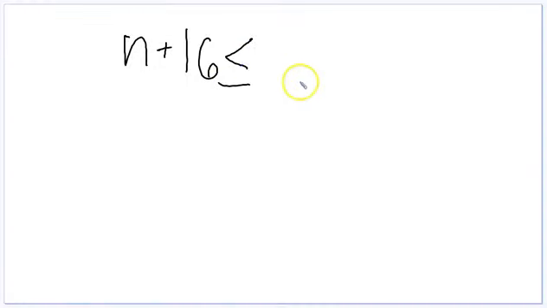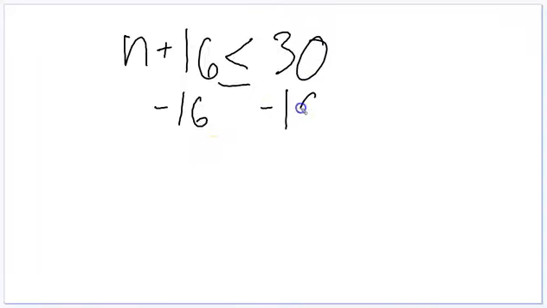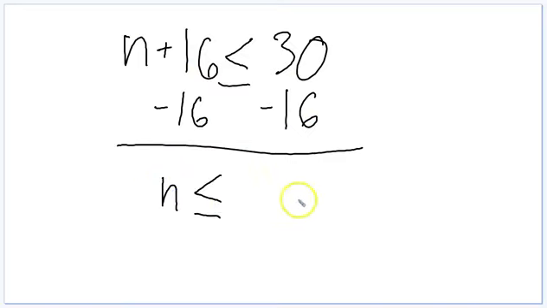Question 2. Which inequality does not have the same solutions as n plus 16 is less than or equal to 30? Let's work this out. We have to get the variable by itself, so I'm going to subtract 16. Since it's adding, I have to do the opposite. I'm going to subtract 16 from both sides. I get n is less than or equal to 14.